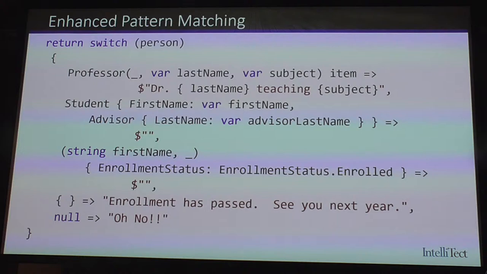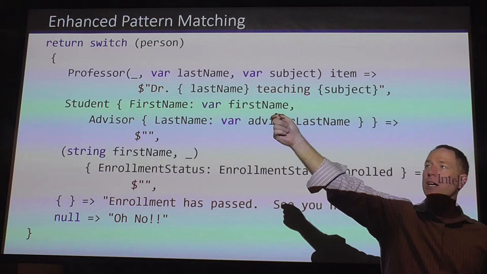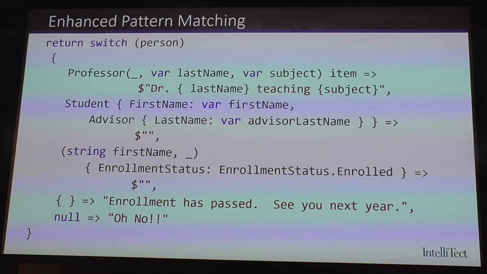expressions. Next, we're going to declare the type professor, and we're going to say we don't care about the first value of the constructor, but we do care about the last name and the subject, and then we can actually declare those variables on the fly.